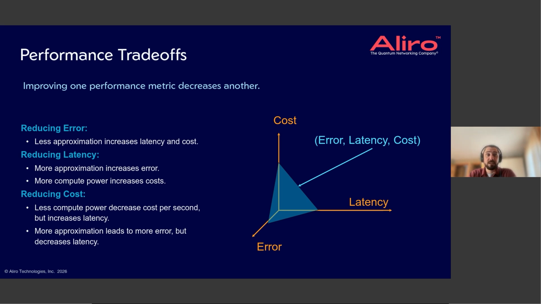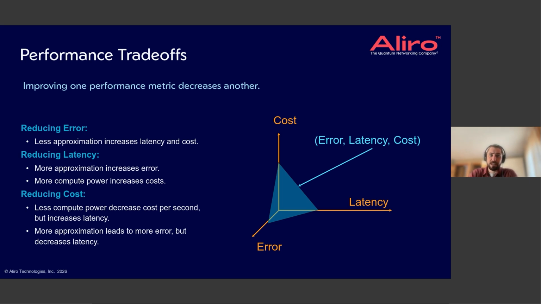Now, if we wish to reduce the latency in our tool, that would require us to use more approximation, which would lead to more error, or it would require us to use more compute power, which would increase the cost. Finally, if we want to reduce the cost of our simulator or emulator tool, it will require us to either use less compute power, which would essentially make us take longer in our latency, but would decrease the cost per second of running the simulation, or we would need to use more approximation, which would lead to more error, but would reduce the latency and the associated cost.